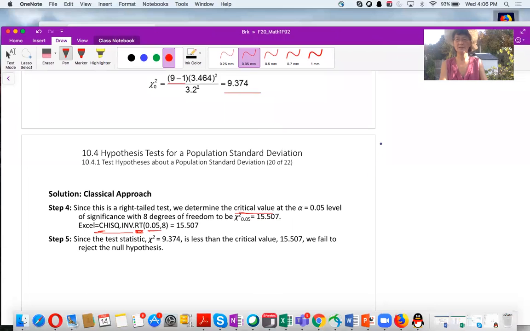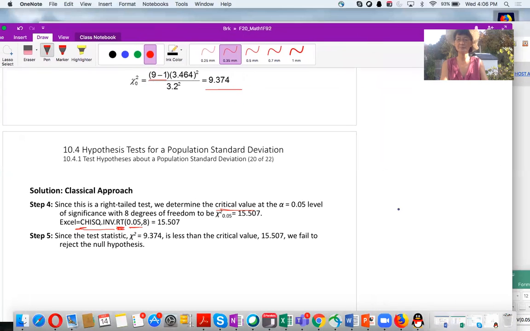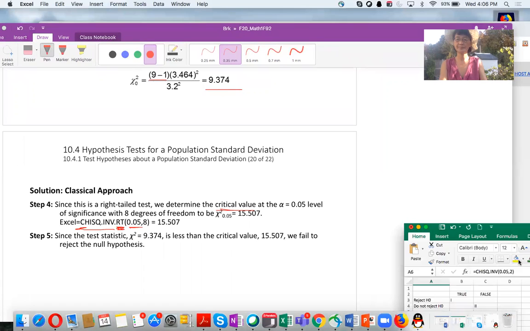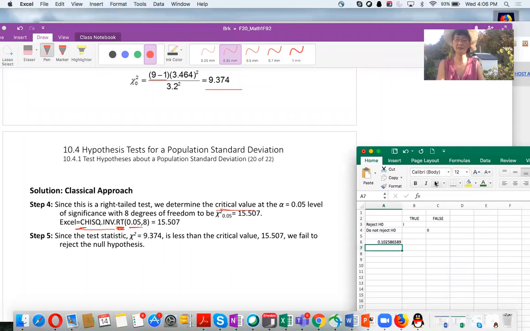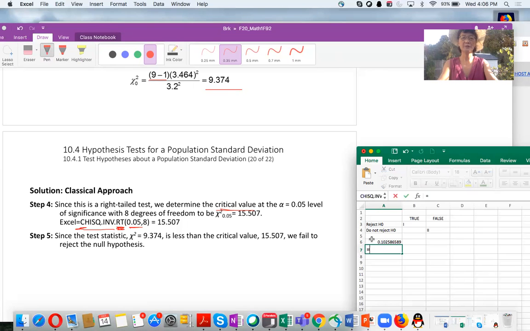So I'll show you in Excel. Okay, where's my Excel? It is here. I'll use the cell here. Maybe I want to increase the cell size. Equals chi-square dot inv dot rt. Probability is the alpha, 0.05. Degree of freedom is 8. Then press the enter key. You get 15.507. Okay, you get the critical value. So this is the formula in Excel.